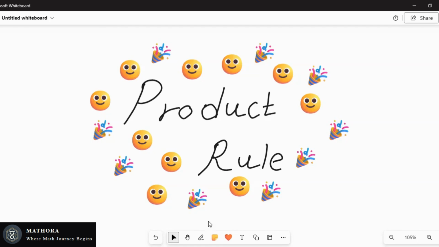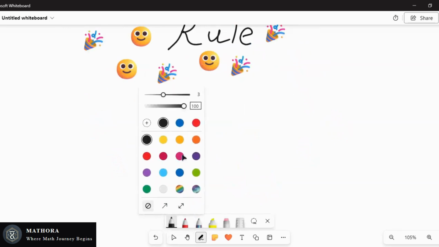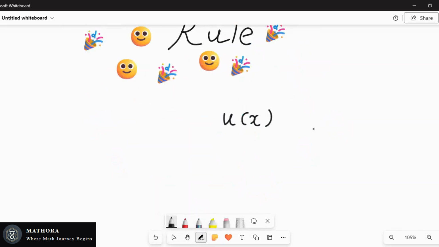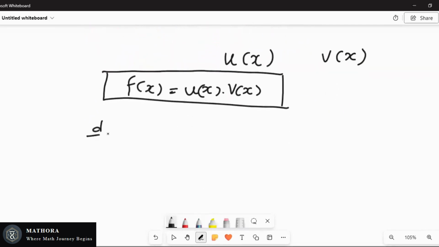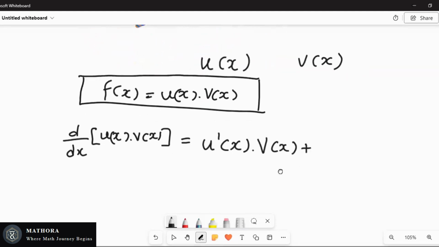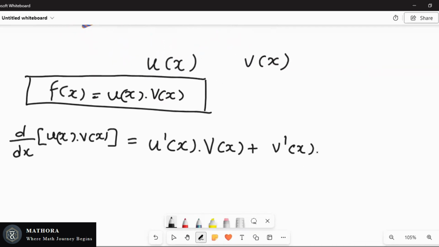If you have two functions like u(x) and v(x), their derivative is given by: f(x) = u(x) times v(x), d over dx of u(x) times v(x) is equal to u dash x, that means the derivative of u(x), times v(x), plus v dash x, that means the derivative of v(x), times u(x). So this is the formula.